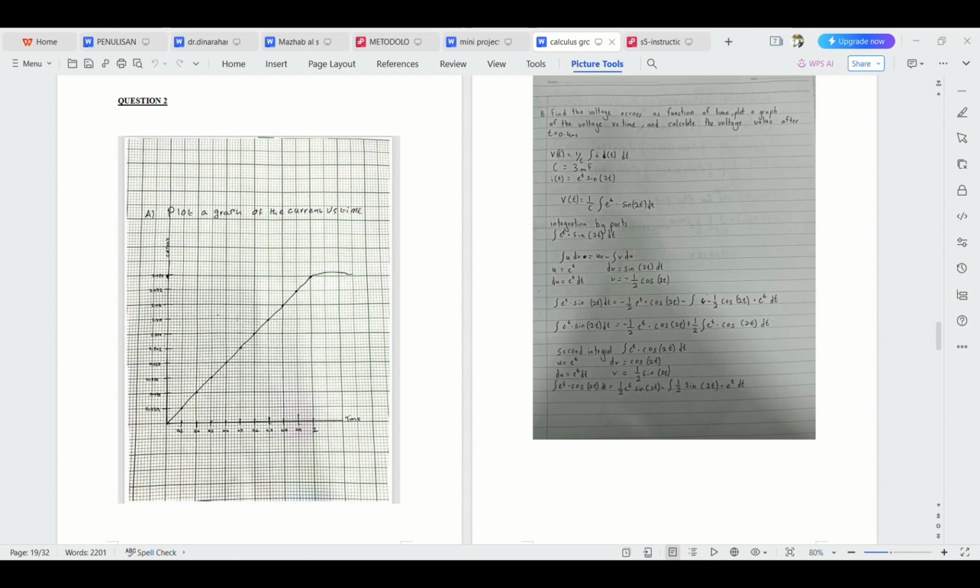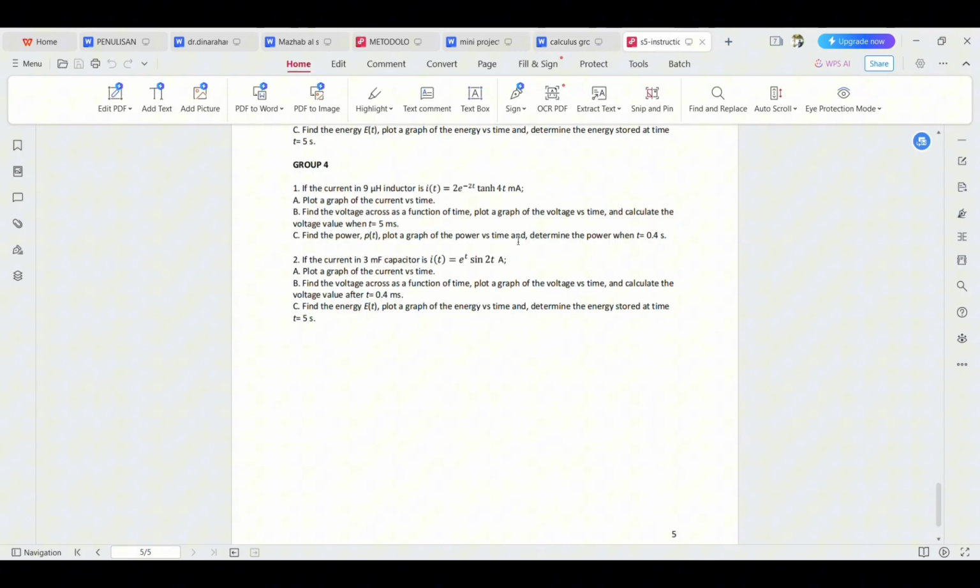So we're going to continue with question 2. Question 2b: find the voltage across the capacitor as a function of time, plot a graph of the voltage versus time, and calculate the voltage value at t equal to 0.4 millisecond. Firstly, we need to find the function for voltage. To get the function for voltage, the formula is like this.